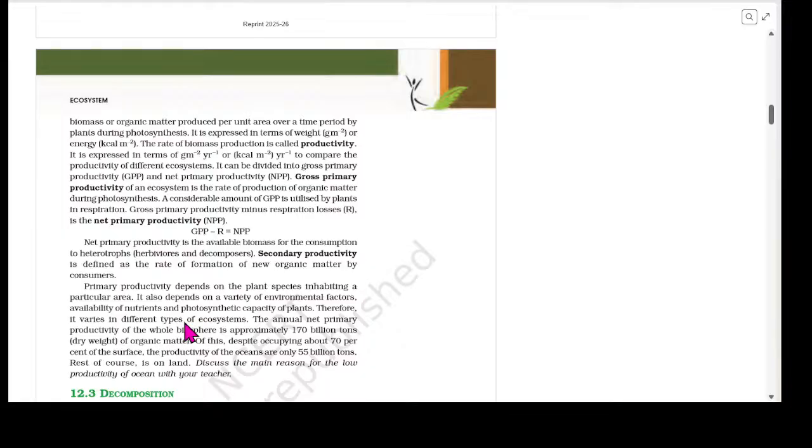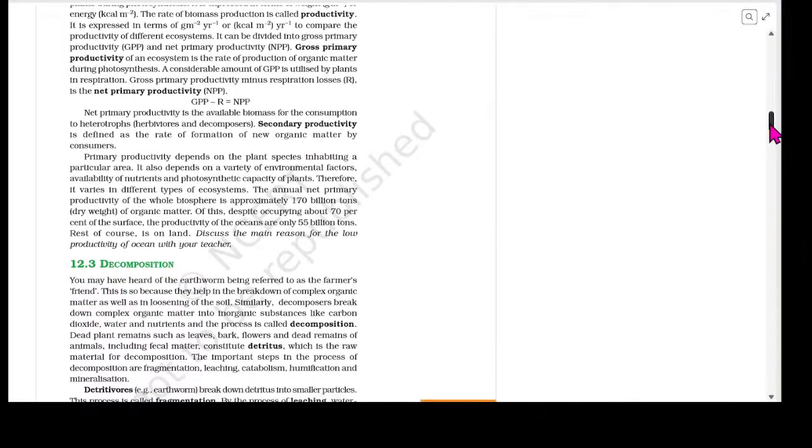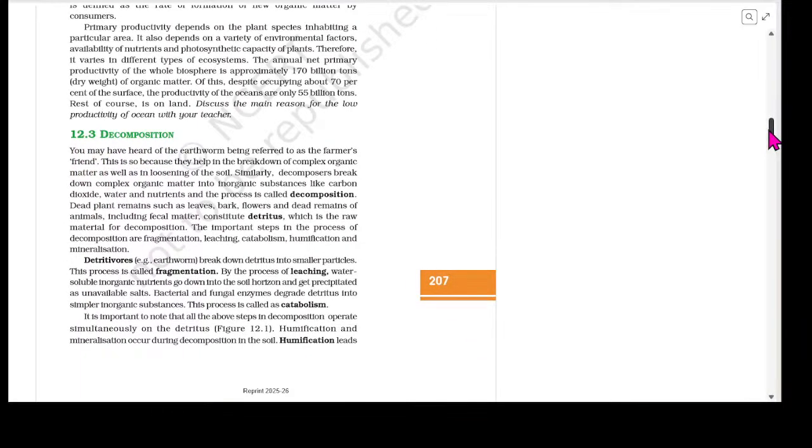The annual net primary productivity of the whole biosphere is approximately 170 billion tons dry weight of organic matter. Of this, despite occupying about 70% of the surface, the productivity of the oceans is only 55 billion tons. Rest of course is on land. Discuss the main reason for the low productivity of ocean with your teacher.